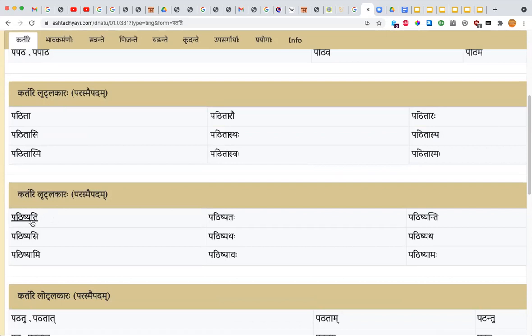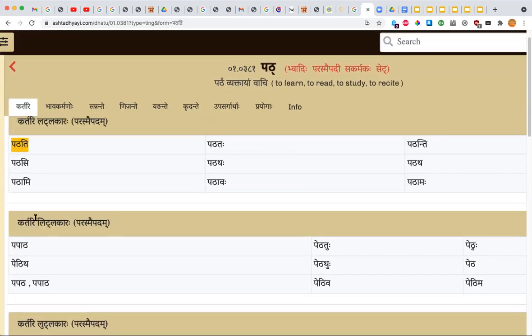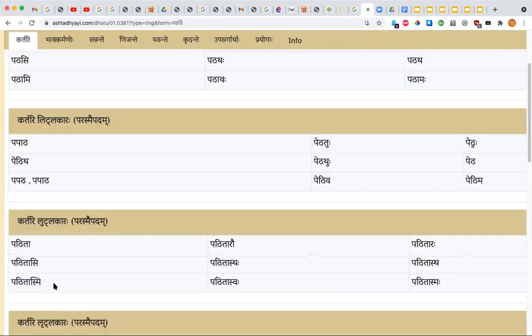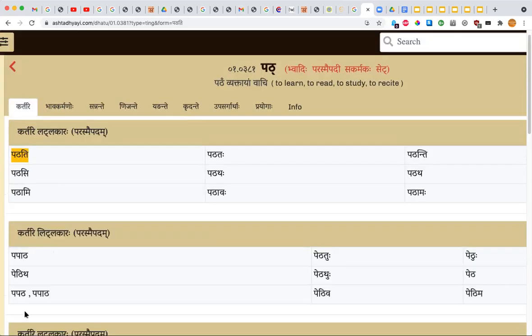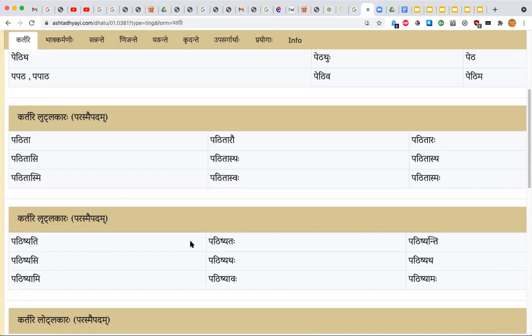Lrut Lakara, Bhavishyat Kala, is very similar to Lat Lakara. Instead of Ti, Taha, Anti, it is Shyati, Shyataha, Shyanti. Shyasi, Shyataha, Shyatha. Shyami, Shyavaha, Shyamaha. Astu, Uttamam.